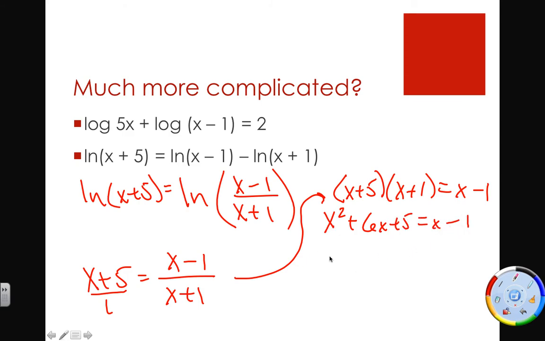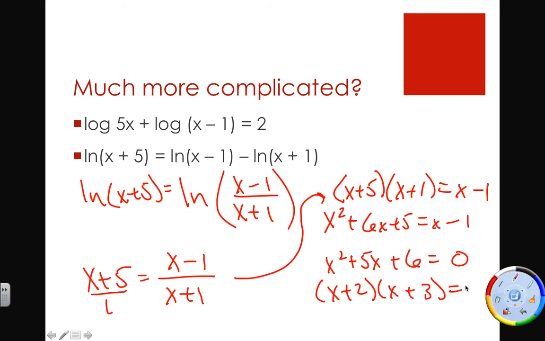Minus x, add 1. I get x squared plus 5x plus 6 equals 0. This factors to x plus 2, x plus 3 equals 0. So x is negative 2 and negative 3. And you've got to figure out which ones don't work.